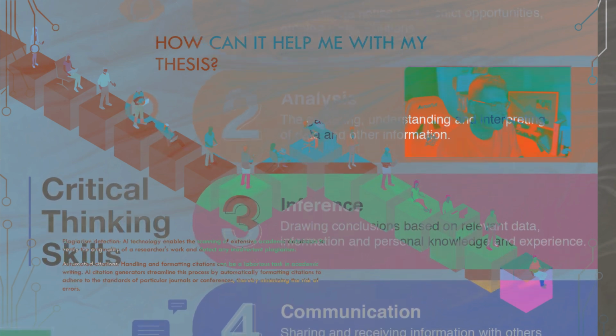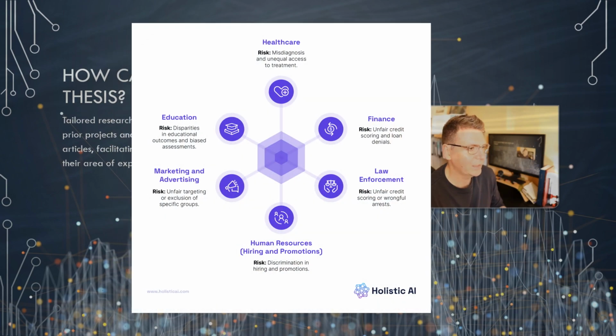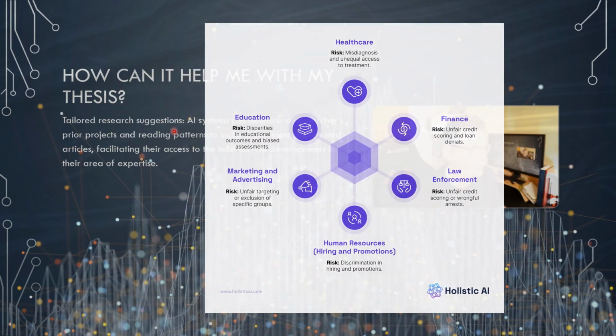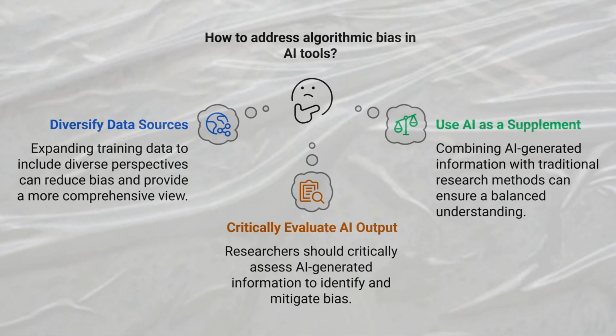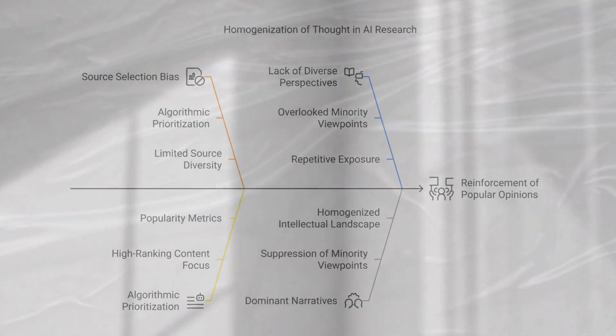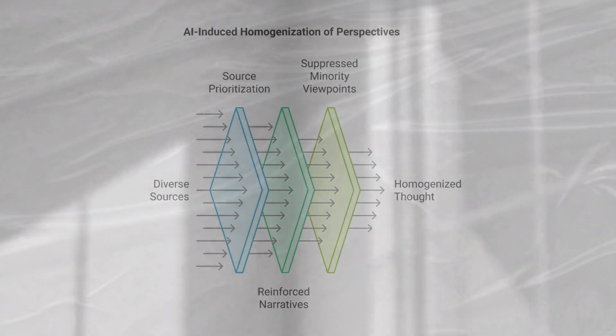Another concern is bias and fairness. AI models are trained on vast datasets that may contain biases, and this can lead to unfair or discriminatory outcomes. An example here would be an AI grading system which might favor certain writing styles or perspectives over others, and it could disadvantage students from more diverse backgrounds.